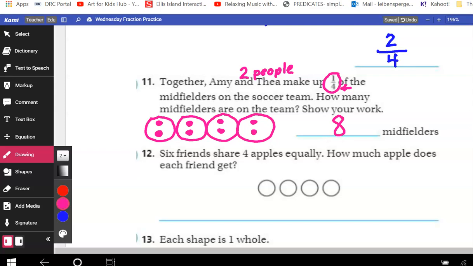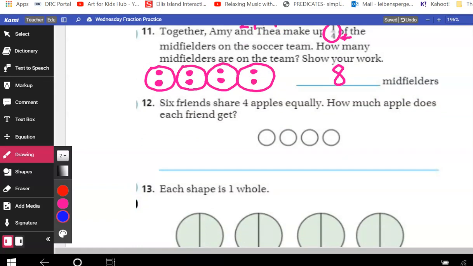Okay, let's go to number 12. 6 friends share 4 apples equally. How much apple does each friend get? So I'm going to ask myself first, can each friend get their own apple? And they can't, because I have 4 apples and I have 6 friends, so that wouldn't be enough for them.